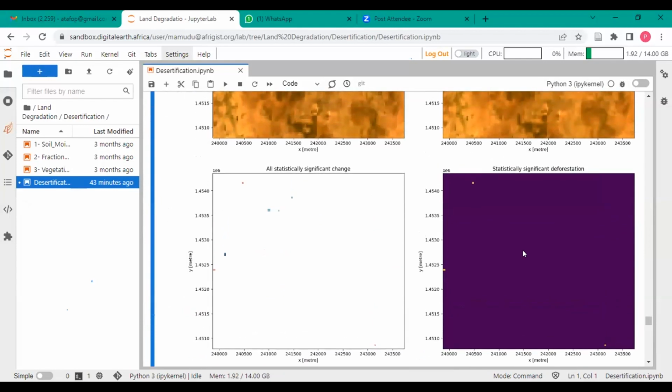I want to also encourage us to go through the e-learning platform. Some of these are already available there, so we can always go through them, change the study area, play around with it, and see what changes may have occurred in areas that we are more familiar with.